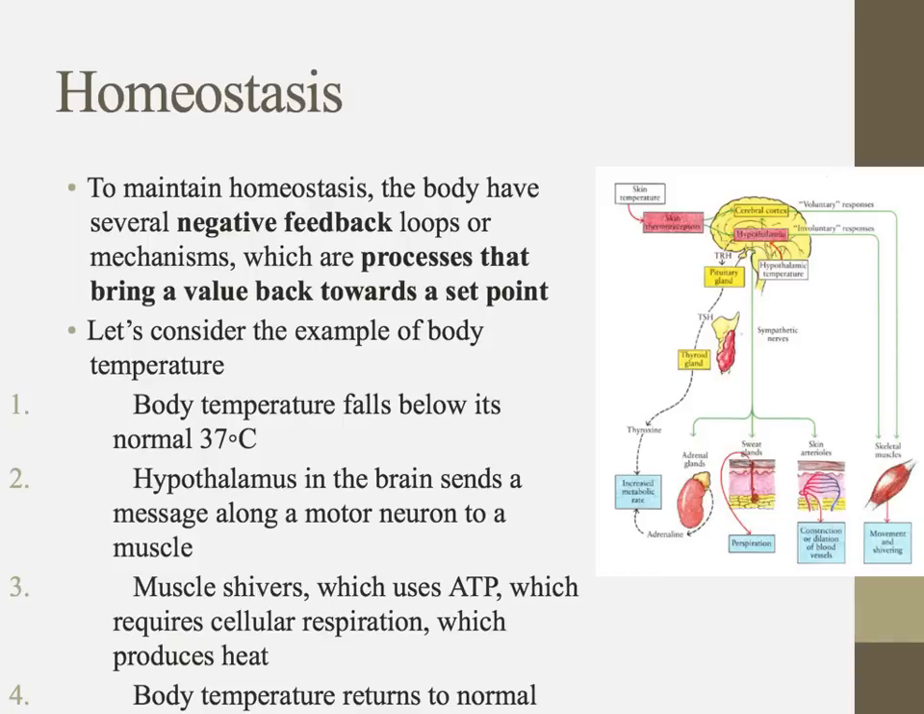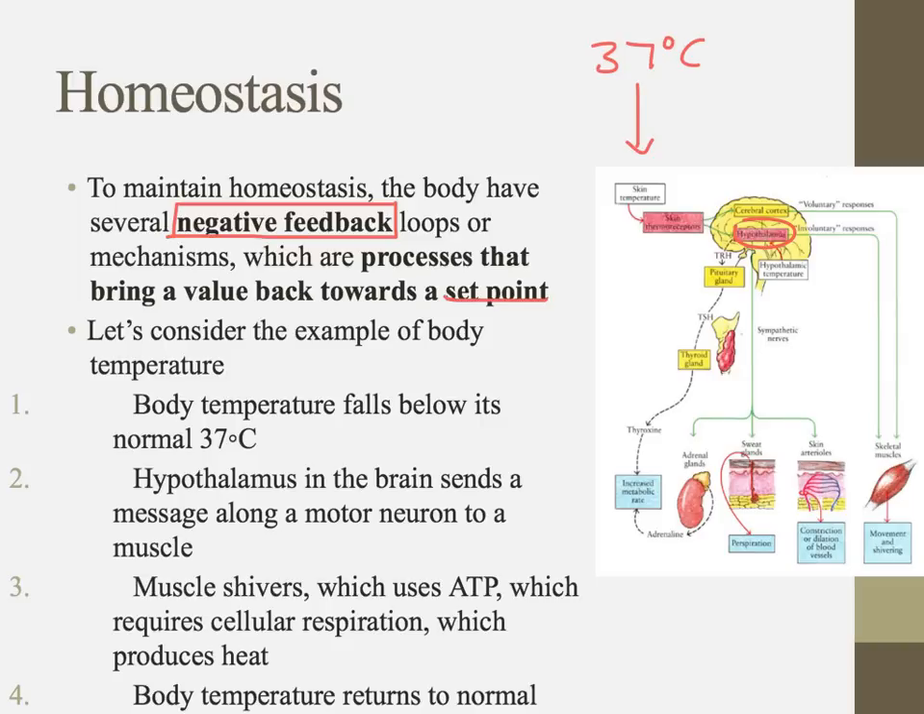Now, when we think of homeostasis, we often tend to think of these negative feedback loops. Negative feedback loops are processes that are going to bring something back towards a middle value, towards a set point. So let's consider the example of body temperature. Your body is supposed to be 37 degrees. If your body temperature falls below 37 degrees, then the hypothalamus, this section here of your brain, is going to send a message along a motor neuron.